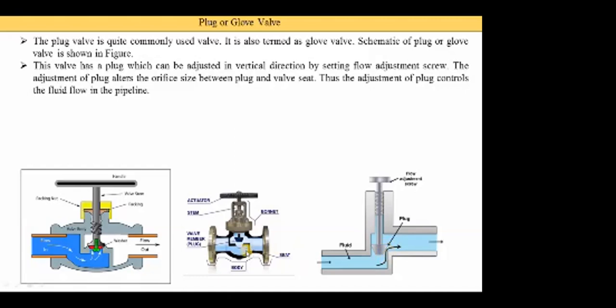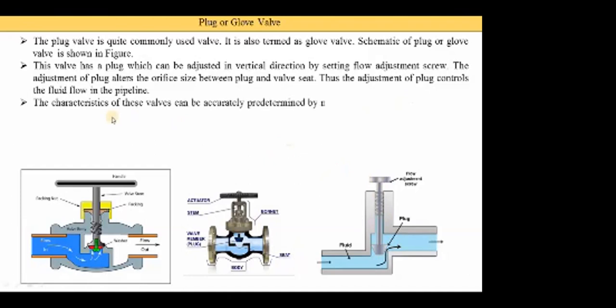Okay, in this image you see this is the seat and this is the plug. So that's where the area is increased or decreased. According to this area, the flow rate is changed. Thus, the adjustment of the plug controls the fluid flow in the pipelines. Means by adjusting the screw, we are able to adjust the flow rate of the pipeline.